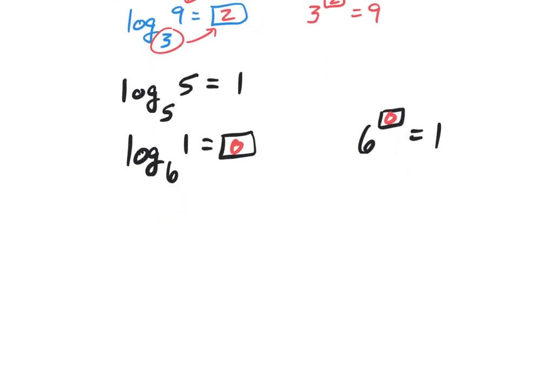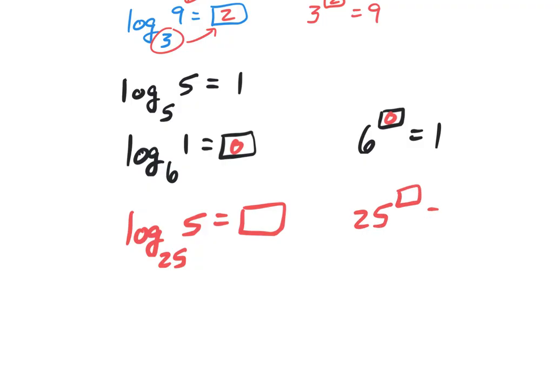Okay, we could see some that are a little bit more difficult. Something like this. And eventually I'll show you how you can use your calculator to do this. But just kind of understanding where that number comes from and why we get where we're going to get. 25 to what power gives me 5?